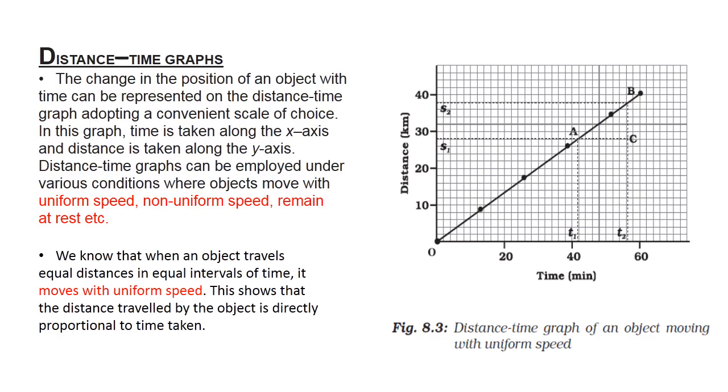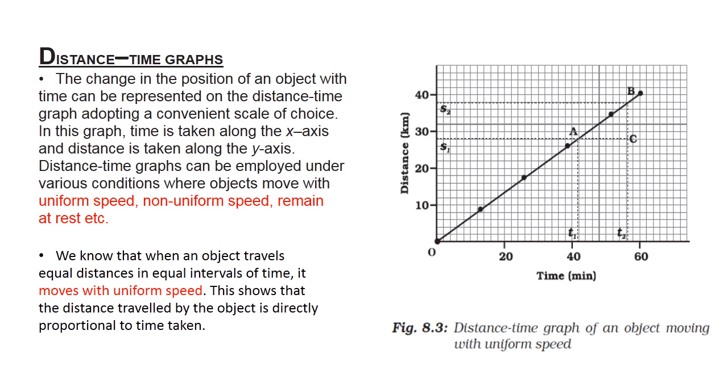Distance time graph. First we need to understand what the distance time graph is and for what purpose we need to use it. The distance time graph is used to represent the change in position when the object changes its position with respect to time. This change in the position of the object with respect to time can be represented by using the distance time graph.